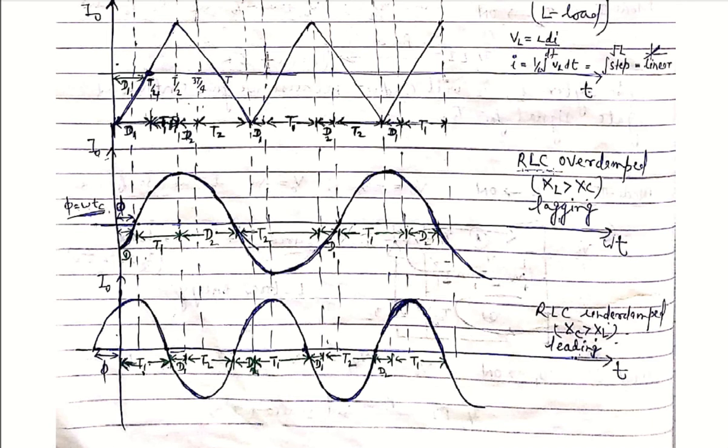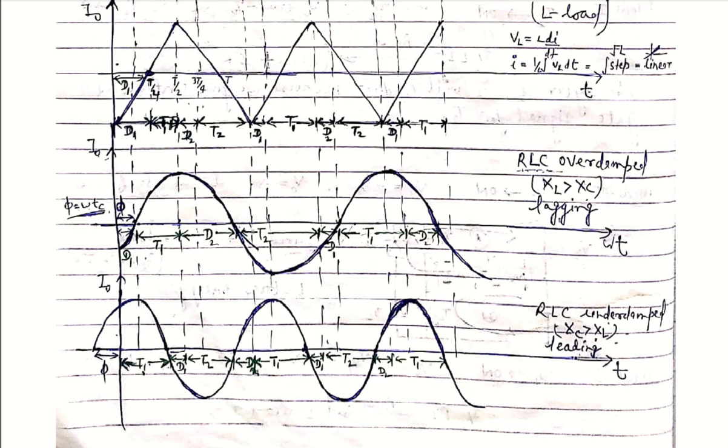But in the case of the RLC lagging load, XL is greater than XC, so it is a lagging load case or overdamped case. In this case the current will lag the voltage by an angle of phi, but here diode D2 will not apply reverse bias voltage to thyristor T1. So here forced commutation is required for turning off thyristor T1. So we see that self commutation is possible in the leading load case, while in the lagging load case self commutation is not possible, or we can say that forced commutation is required.